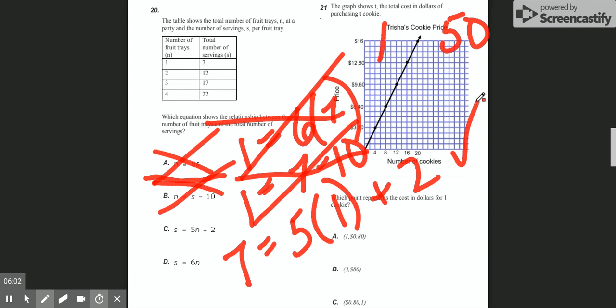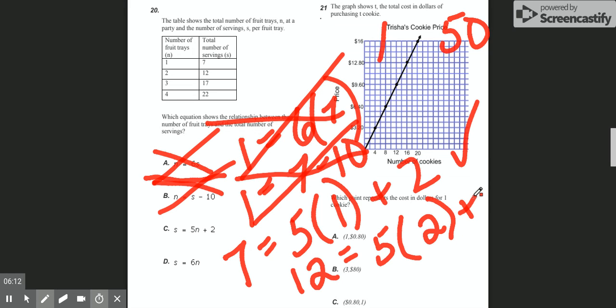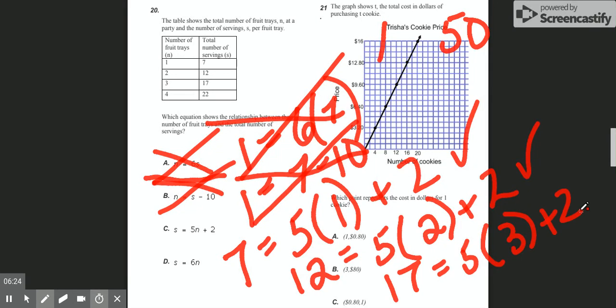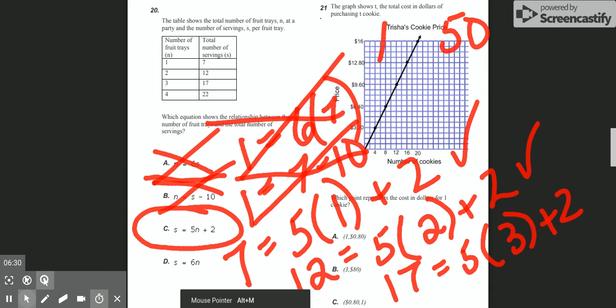That one checks out, and I'm going to try another one just to see. So S, if I use the 12, 5 times, and I'm going to use 2 plus 2. 10 plus 2 is 12, so that one works. And just to be safe, I'm going to do 17 and 3. So 17 is 5 times 3 plus 2, and that one works. So C is the answer. So just guessing and checking and plug in to see which one works.